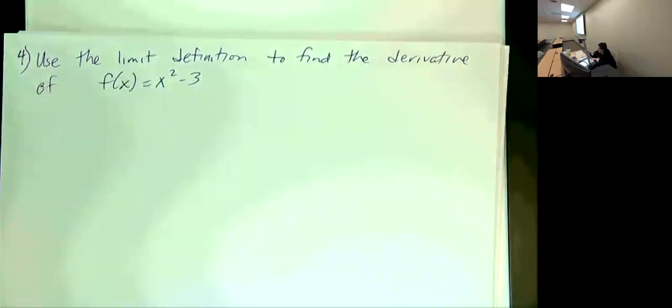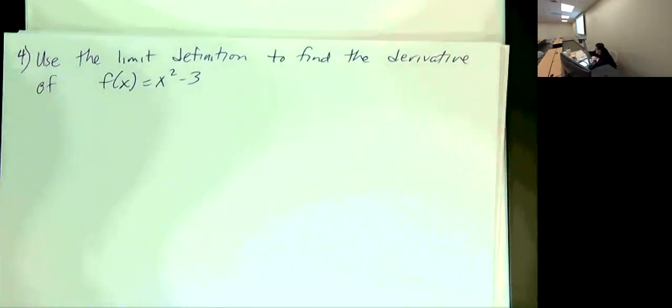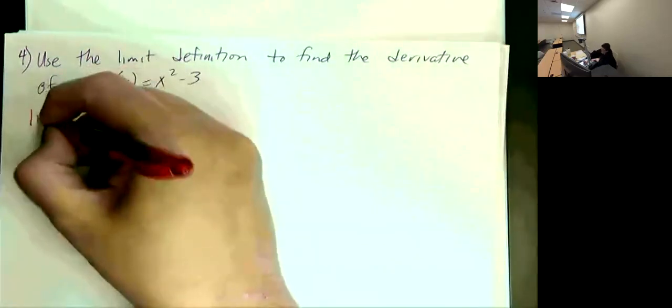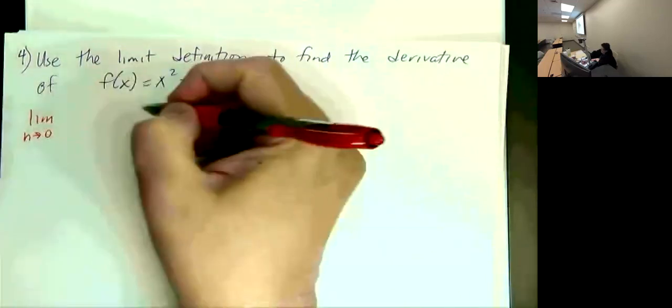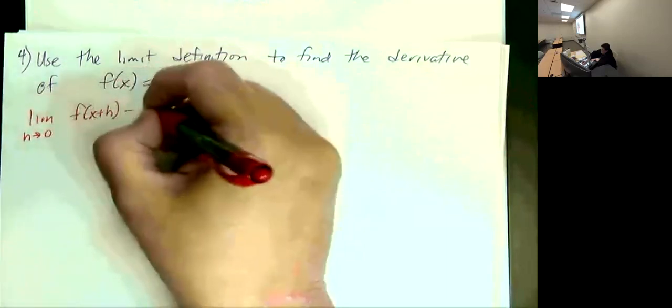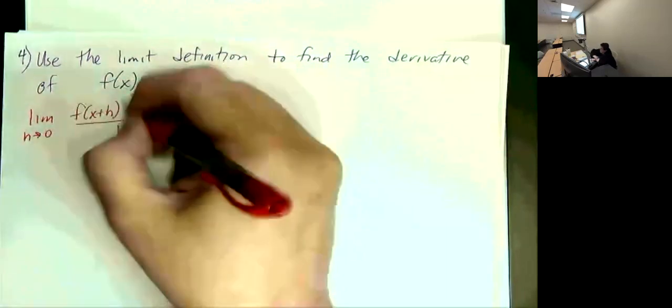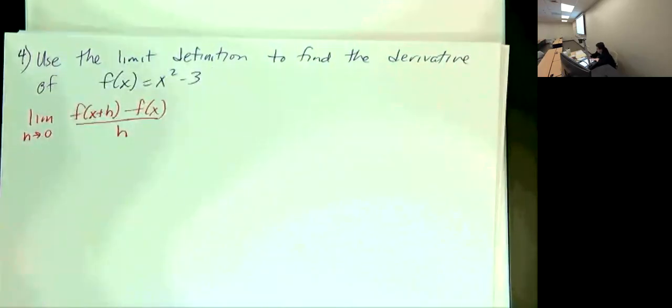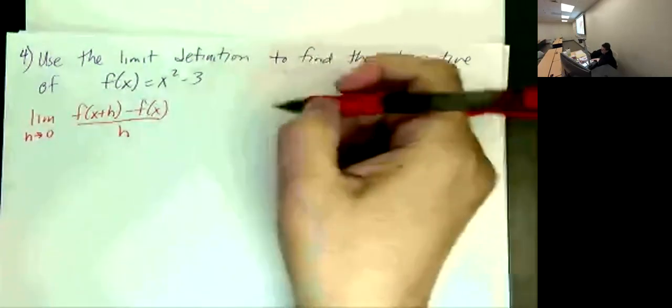Anyone remember the definition with limit? Limit as h goes to 0 of f of x plus h minus f of x over h. That's the most common one. There is an alternative, with x minus x naught, and then x goes to x naught. But h going to 0 is much easier to see in your head.